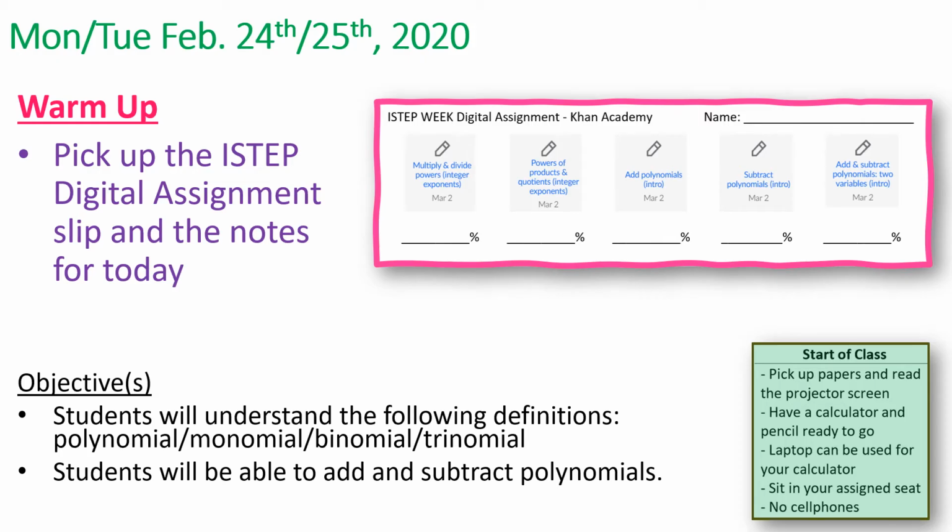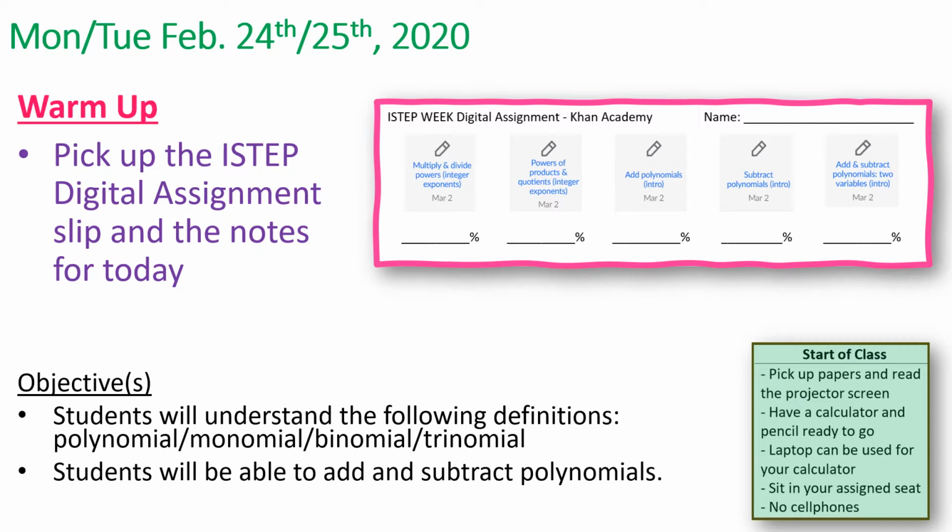All right, so today you should have picked up the iStep digital assignment, Khan Academy pink slip. You just need to get those 5 assignments done by March 2nd for your digital assignment for this class. You also should have picked up the note sheet, and we're going to jump right into that note sheet to get you through some basics of adding and subtracting polynomials today.